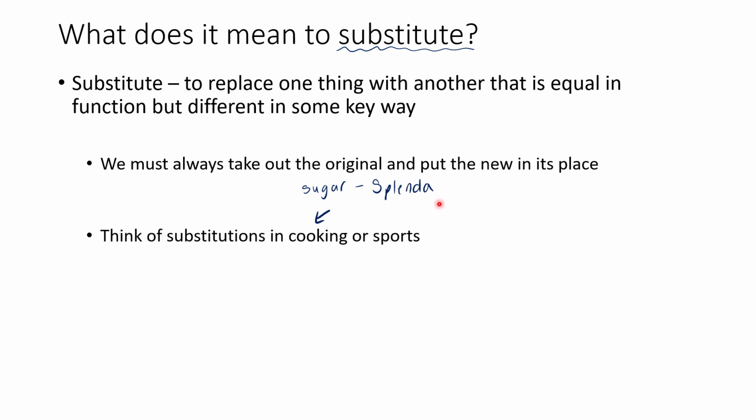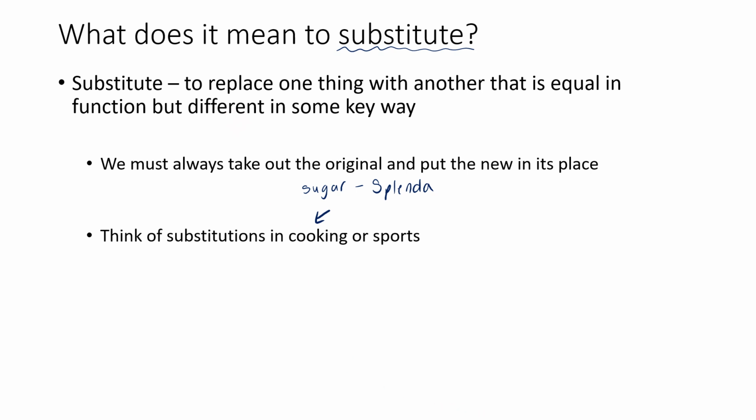And we do this a lot in cooking. You might replace eggs with, say, flax seeds or something. So there are different substitutions you can make, but what's key is that whatever you're substituting has to do the same thing in whatever you're making, but will be different in some key way that gives it an advantage.